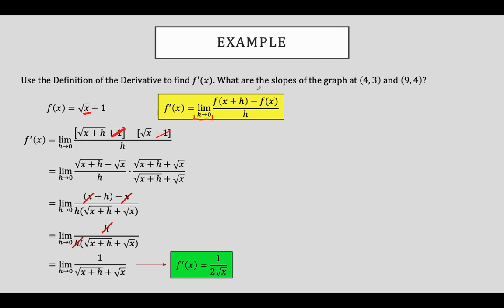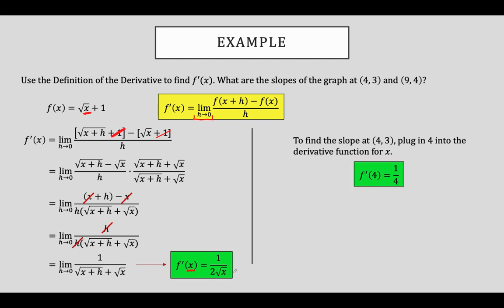So we found the derivative. Now we want to find the slope of the graph at our points 4, 3, and 9, 4. Well, again, the derivative gives us the slope of the tangent line for any value of x, which means we can find the slopes at points by plugging in the corresponding x values. Well, the x value of our first point is 4. To find the slope at 4, 3, we plug in 4 into the derivative function. Evaluate f prime of 4. Plugging in 4 into our derivative function, that gives me 1 over 2 times the square root of 4, or 1 over 2 times 2, which is 1/4.